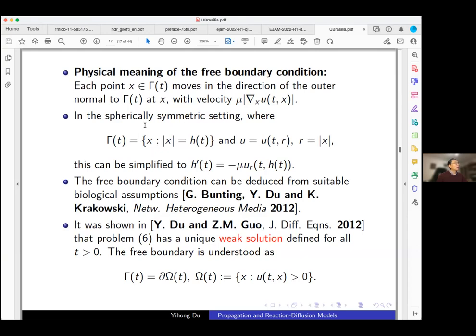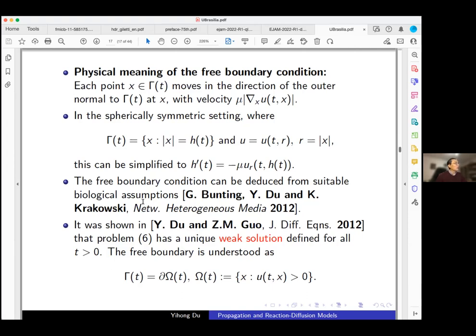And if we are in a spherically symmetric situation, so the solution is radially symmetric, and therefore the free boundary becomes a sphere. The radius of the sphere is, of course, changing with time. And then in that special situation, this free boundary condition can be written in that way. The rate of change of the radius is proportional to these partial derivatives evaluated at the boundary.